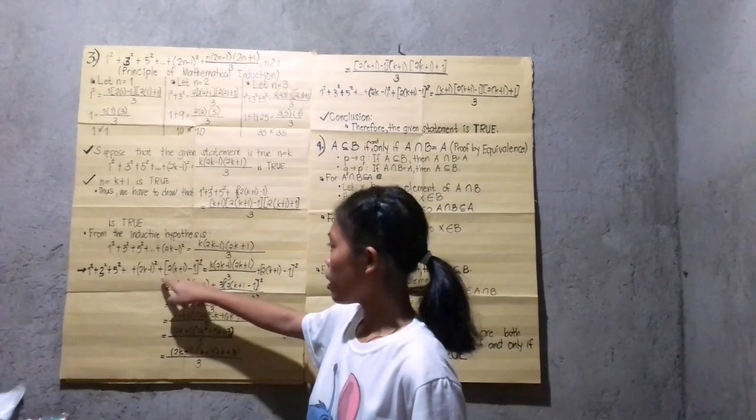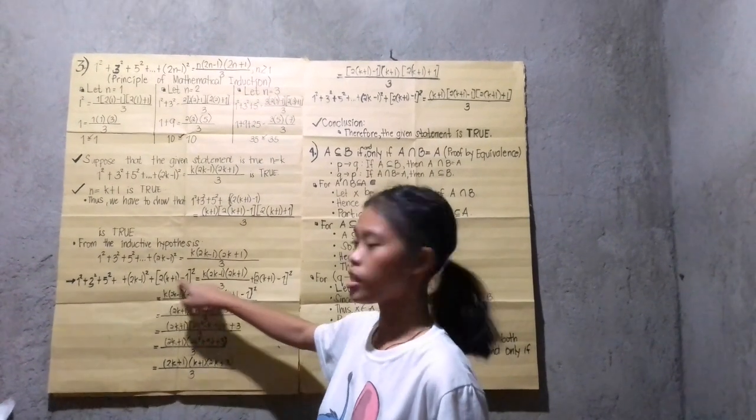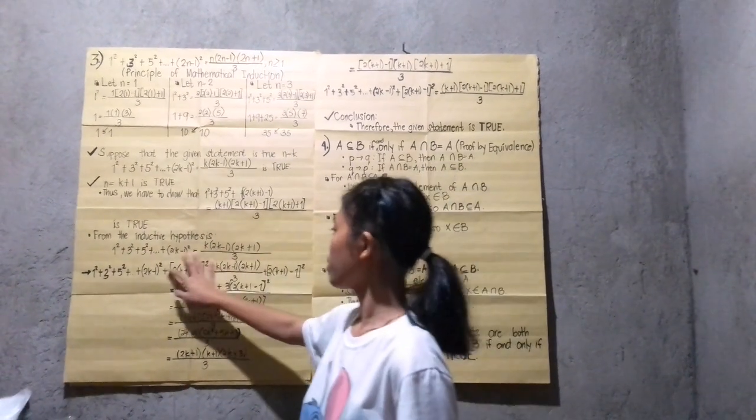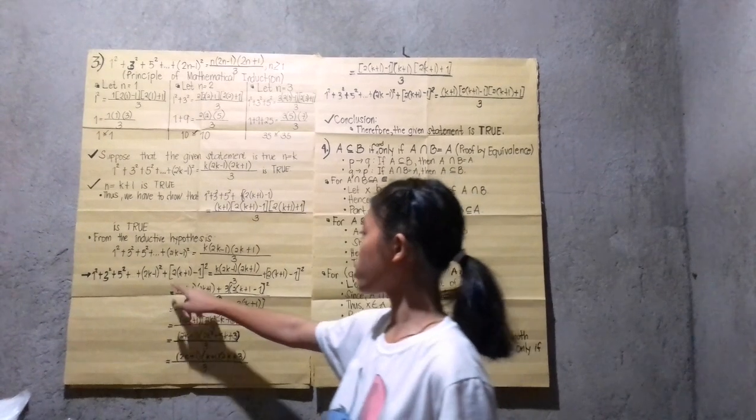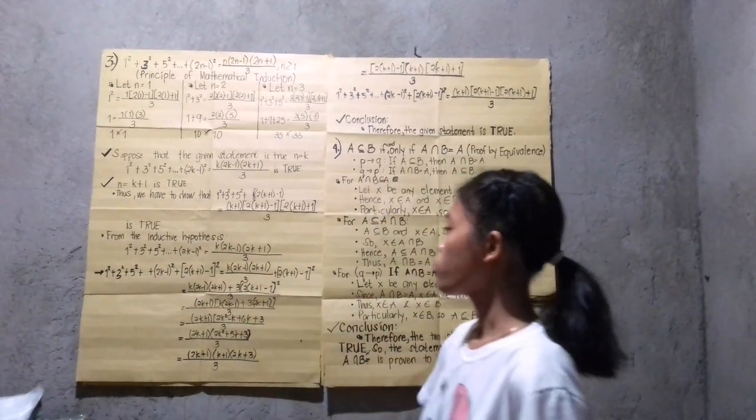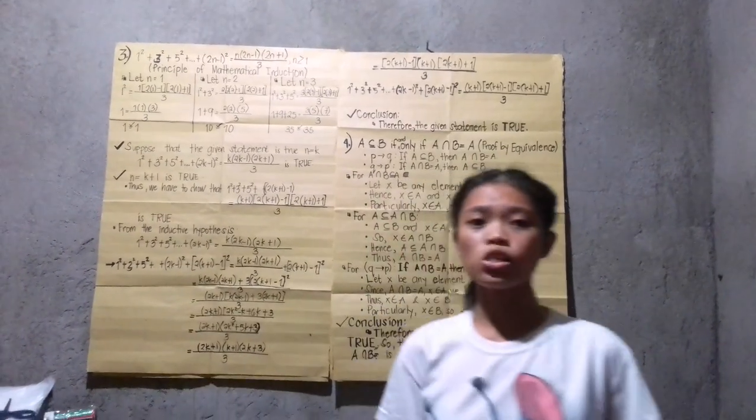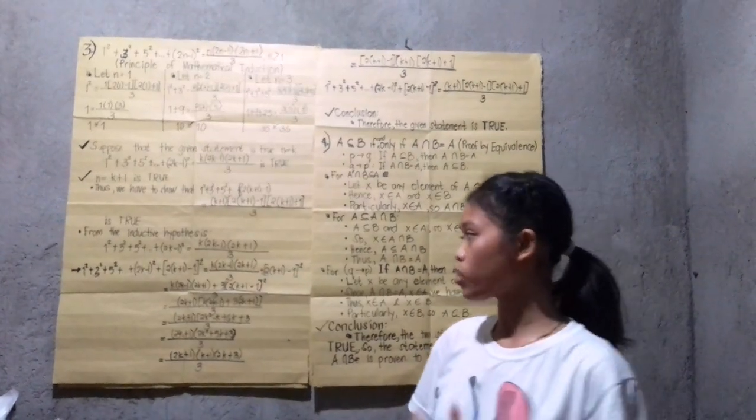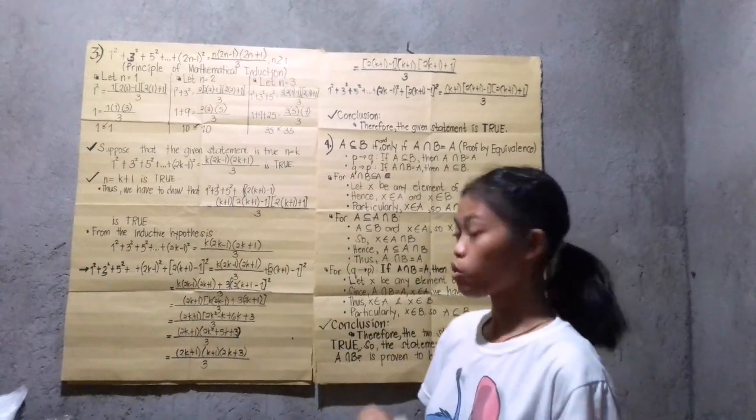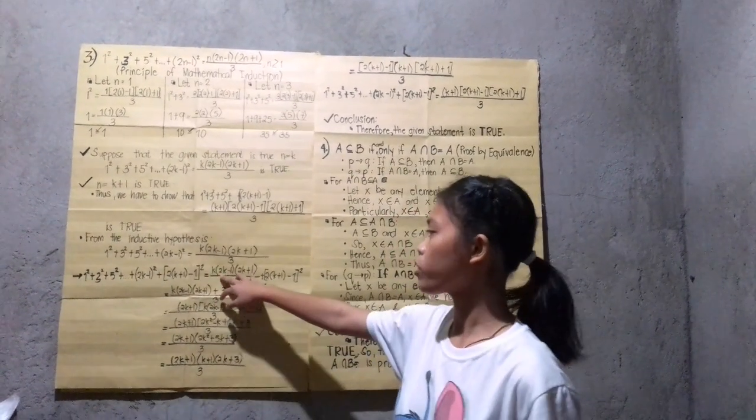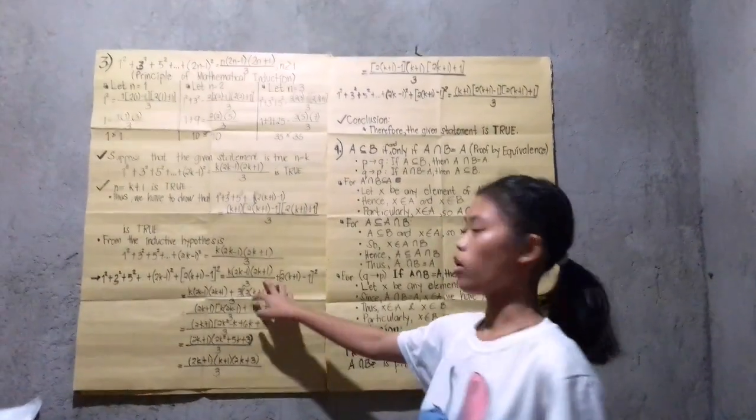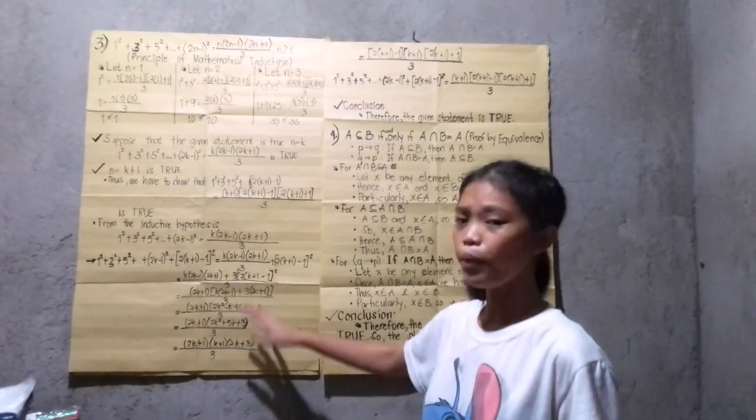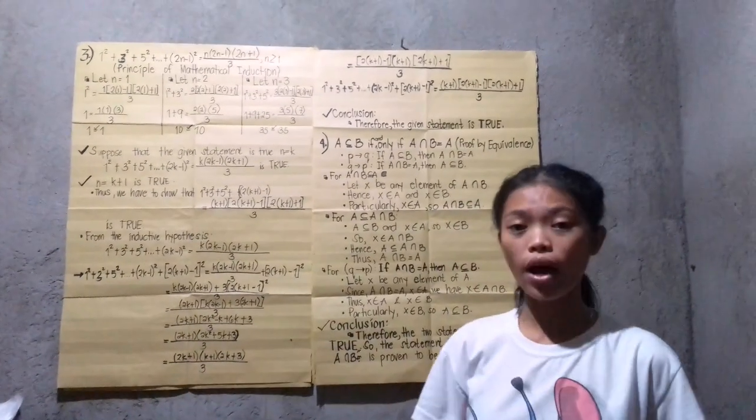So as you can see, only the term with 2k plus 1 is different in this given. So we will just add to both sides (2(k plus 1) minus 1) squared. So we have 1 squared plus 3 squared plus 5 squared plus up to (2k minus 1) squared plus (2(k plus 1) minus 1) squared is equal to k times (2k minus 1) times (2k plus 1) all over 3, plus (2(k plus 1) minus 1) squared.